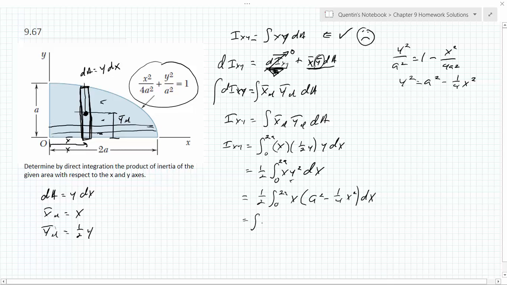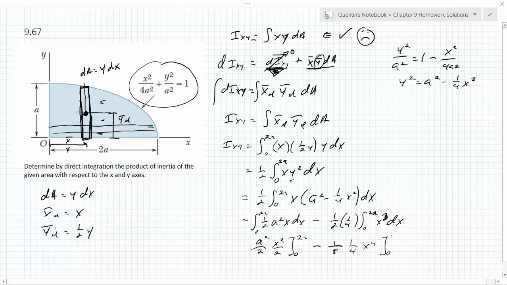So that is 1/2 a squared x dx from 0 to 2a, minus 1/2 times 1/4 the integral from 0 to 2a of x squared times x, so that's x cubed dx. Okay, so this is a squared over 2 times x squared over 2 from 0 to 2a, minus 1/8 times 1/4 x to the 4th from 0 to 2a.